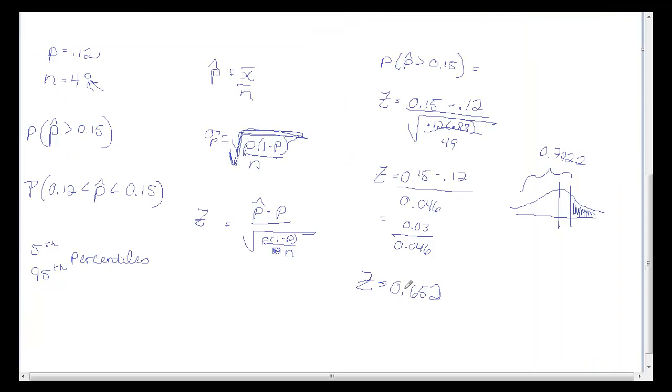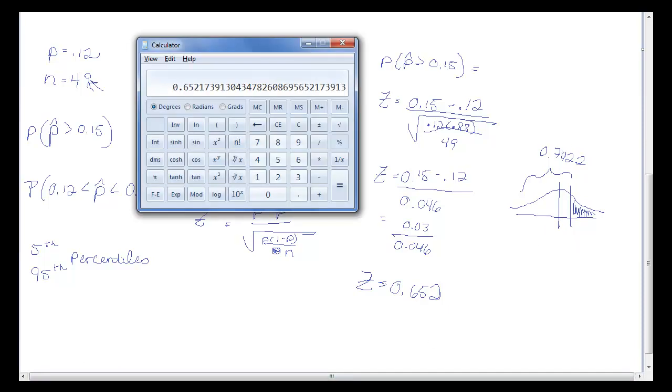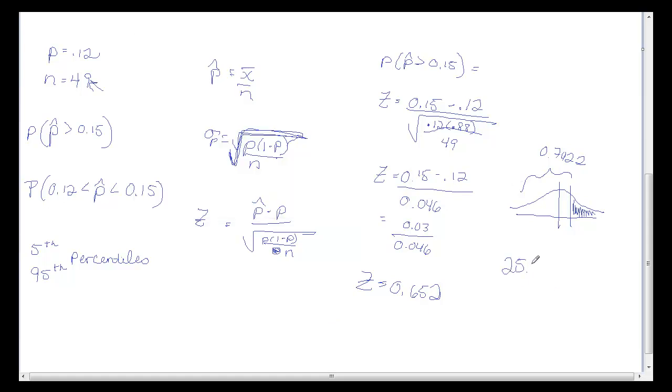So I calculated the z-score for you, which is 0.652, which associates with this area, and on the chart it is 0.7422. So I need to take 1 minus that. 1 minus 0.7422 gives me a probability that the p hat is greater than 15% of 25.78%.